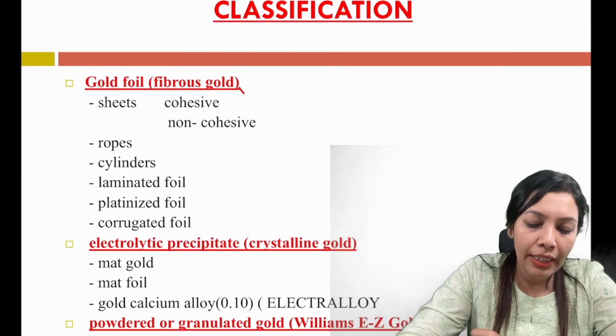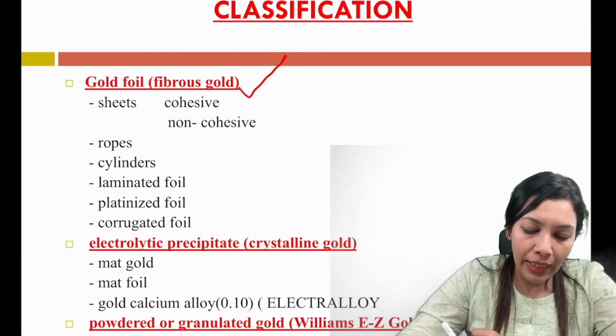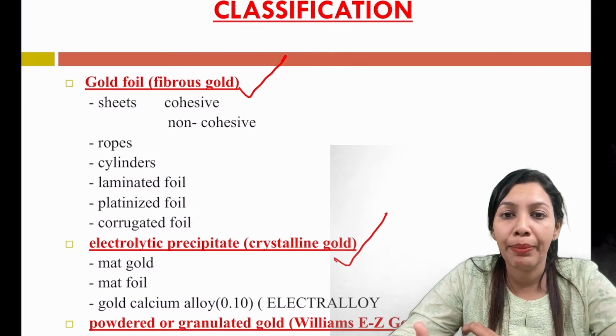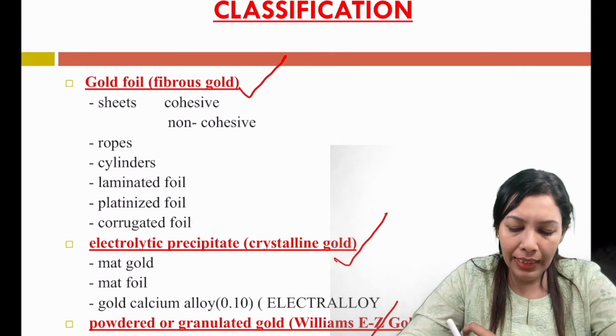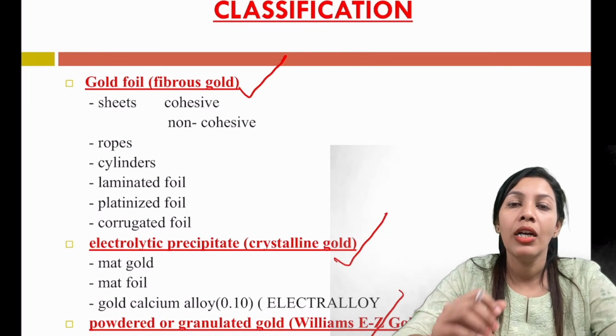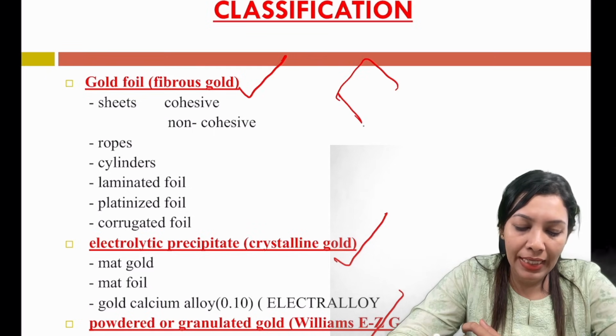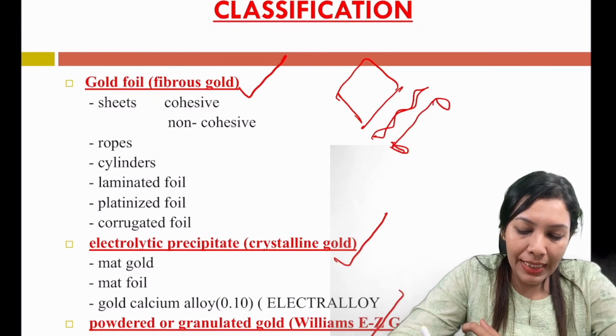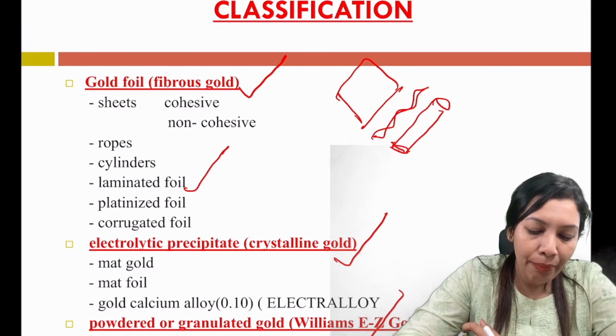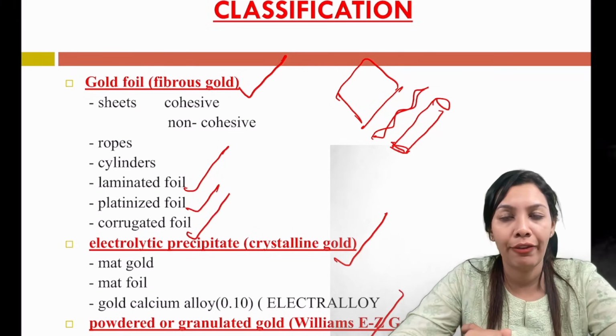They are gold in the form of foil, gold made by electrolytic precipitation, and third, powdered gold. Talking about the foil, it is of various types. It is in the form of a sheet, a rope, a cylinder, laminated foil, platinized foil and corrugated foil.